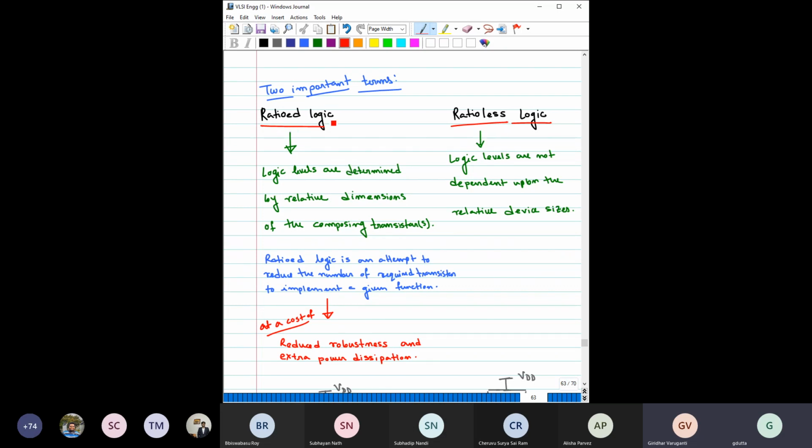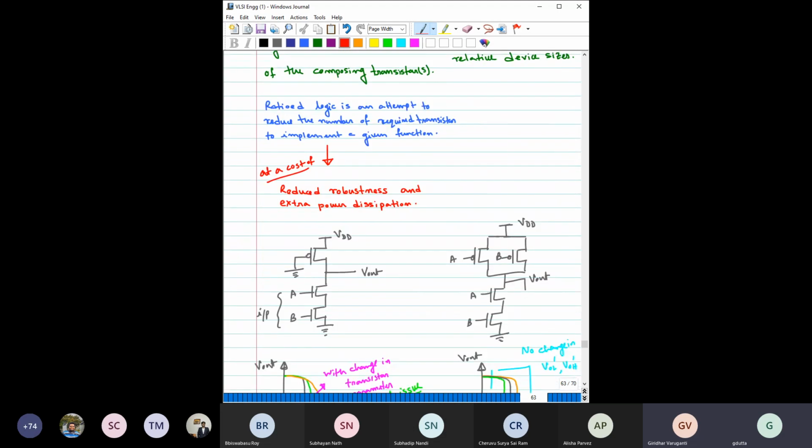These two terms are ratioed logic and ratio-less logic. What do I mean by ratioed logic? Ratioed logic means the logic levels are determined by the relative dimensions of the composing transistors. Ratio-less logic is nothing but a design in which the logic levels are not dependent upon the relative device sizes. Let us first go to an example and then we will come to the discussion.